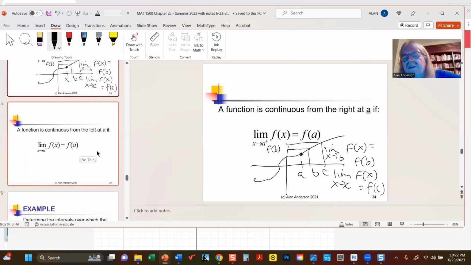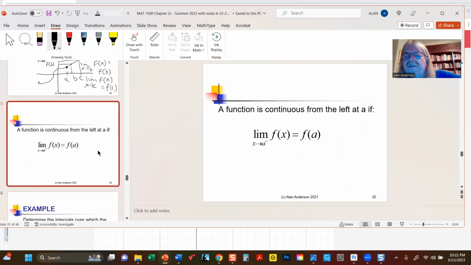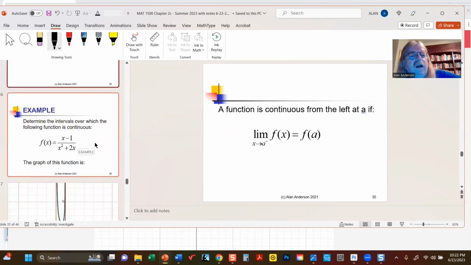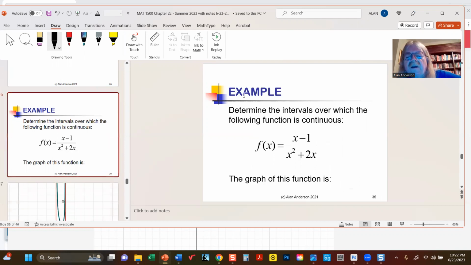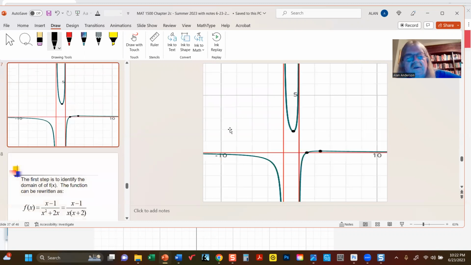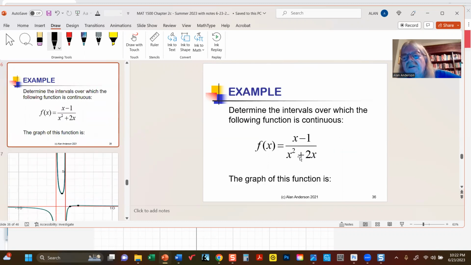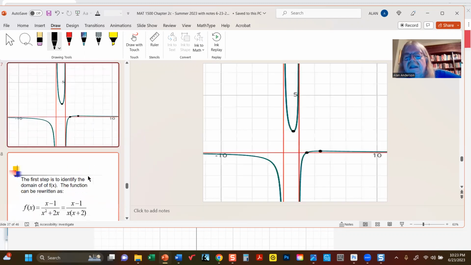And of course, we can say the same thing about continuity from the left. All right, so here's an example of this. Now, it's pretty clear that there's going to be some asymptotes in this graph. You've got a quadratic function in the denominator, which means there's two x's that will lead to division by 0. Now look at this thing.